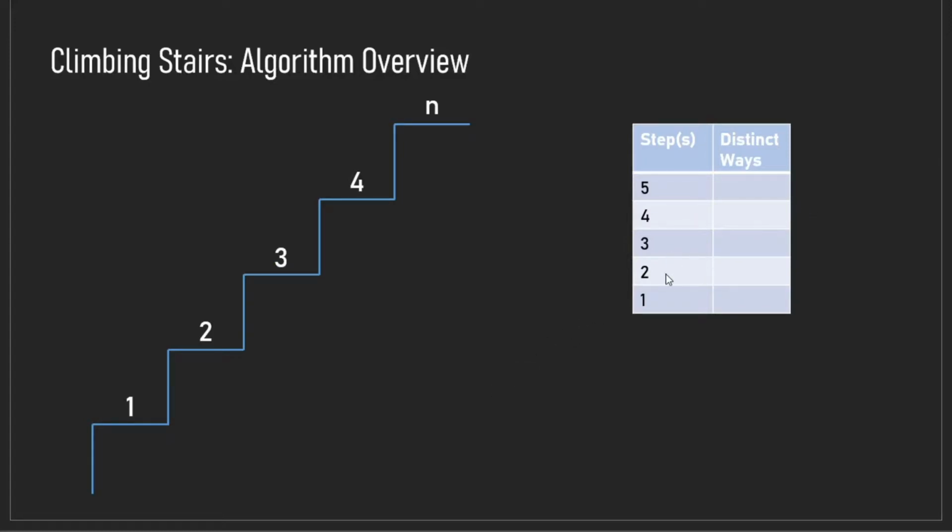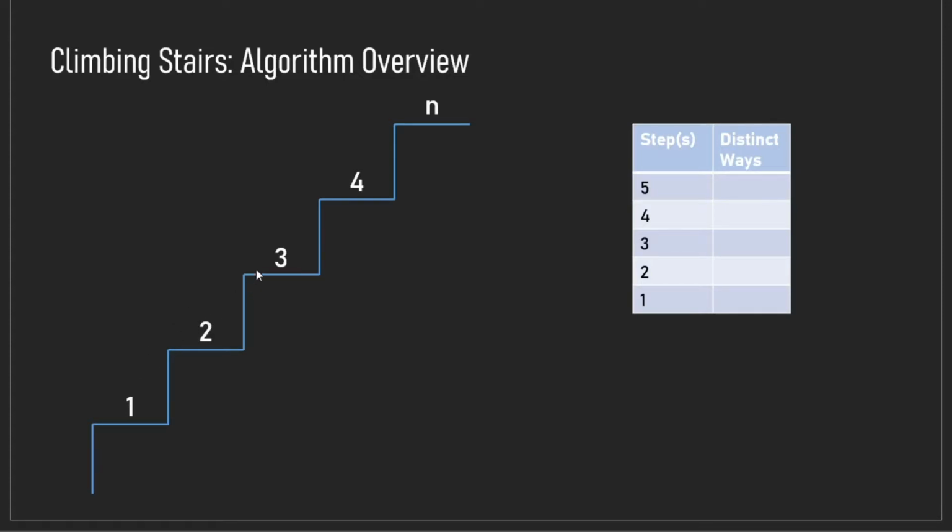The brute force solution would be to check all possible distinct ways, which is basically what we did there, and then calculate that through recursion. That solution gives you a runtime of 2 to the power of n, which is very inefficient. So what we can do instead is use what's called dynamic programming.